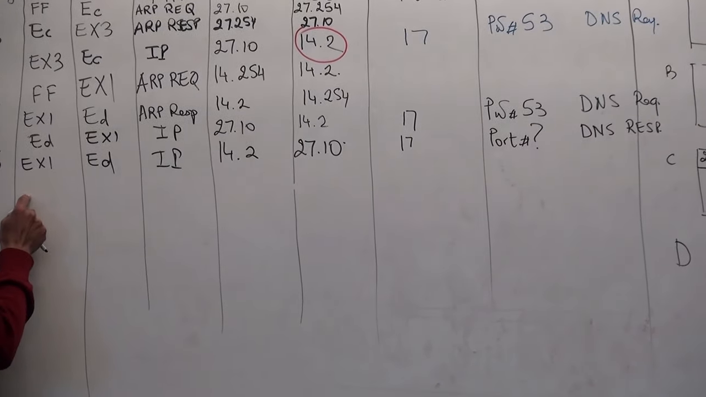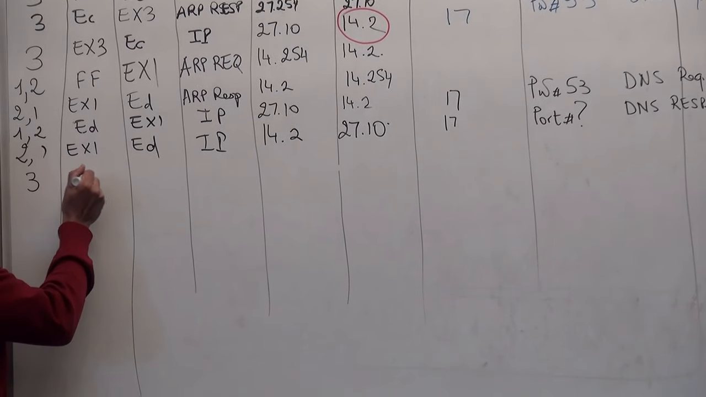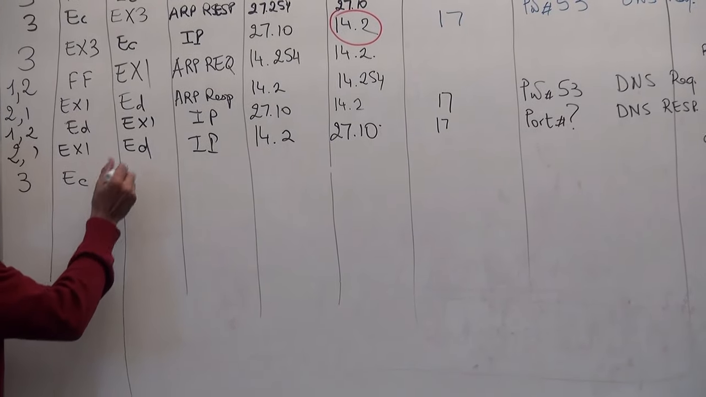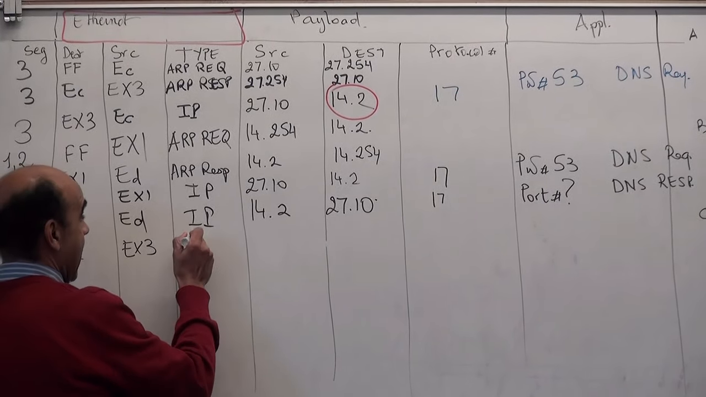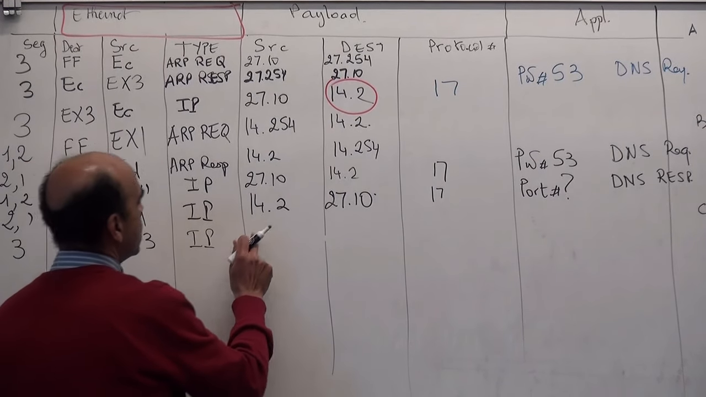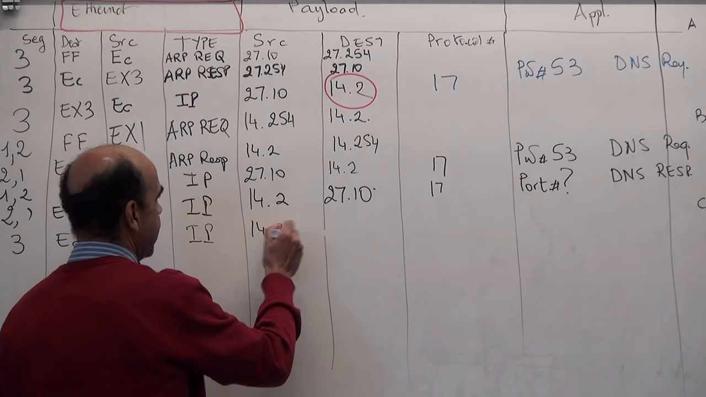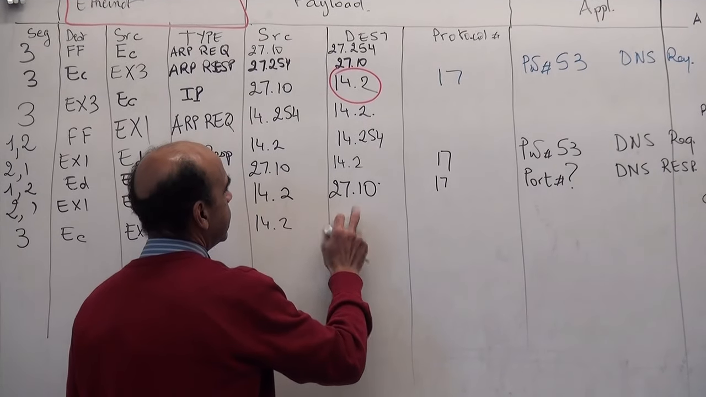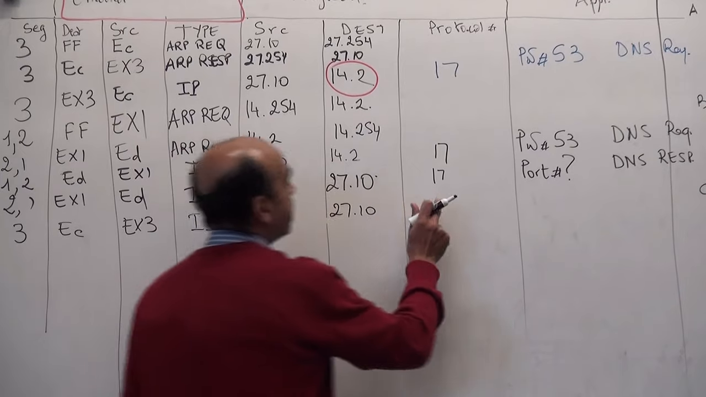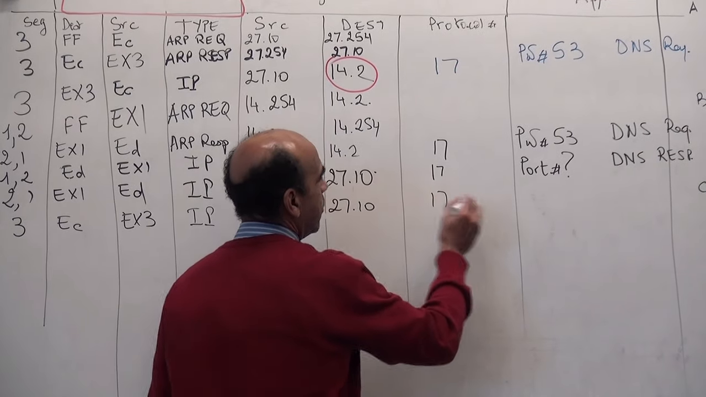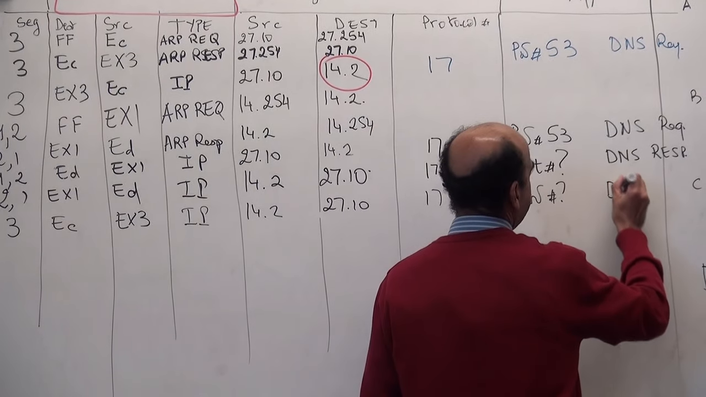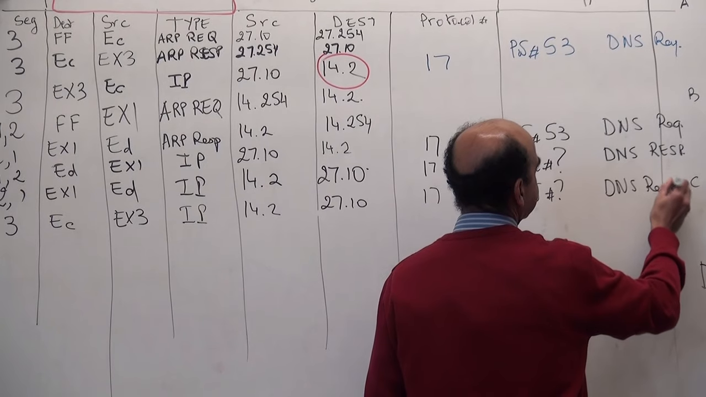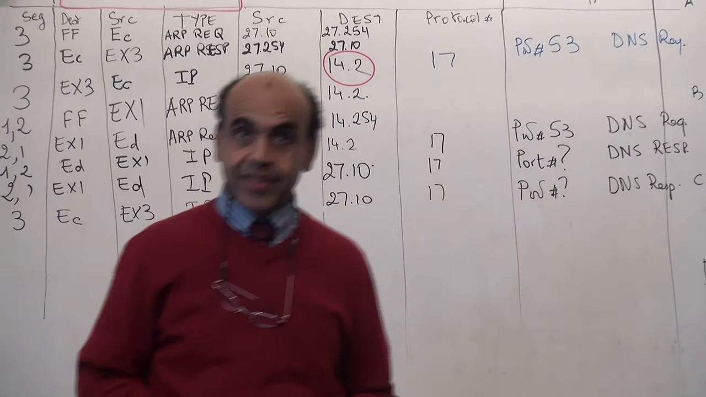What will be the next frame that will appear, and on which segment? On 3. What will be the destination? EC. Who is sending these? EX3. What is the type? IP. What is the source? 14.2, it's the DNS. What is the destination? Protocol number? 17. What is the port number? Unknown. And it's our DNS response.